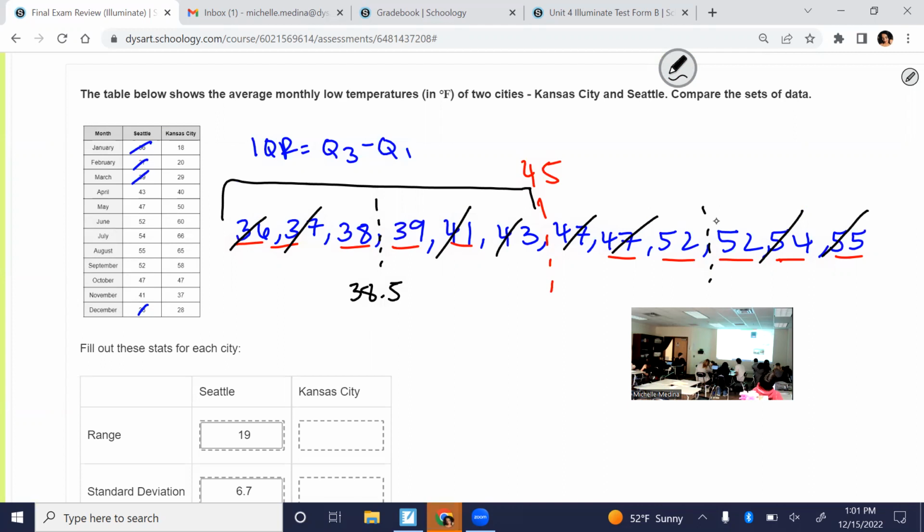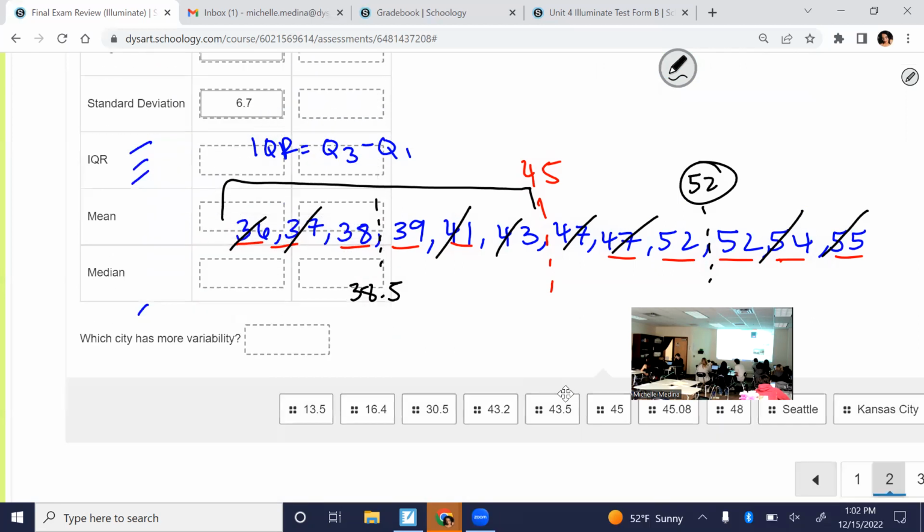What's between 52 and 52? 52.5. No, 52. Oh, man. Because if it's the same number and you're taking the average of the same number, it's going to be that number. Or you could just add them together and divide by 2, you'll see. But yeah, so then IQR is Q3 minus Q1, so do 52 minus 38.5. And that you get 13.5. So then you drag that over.